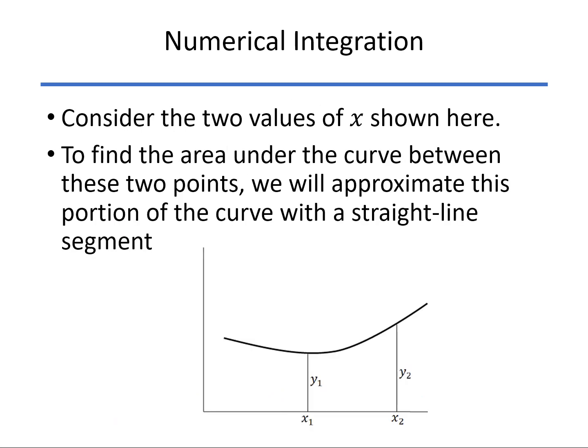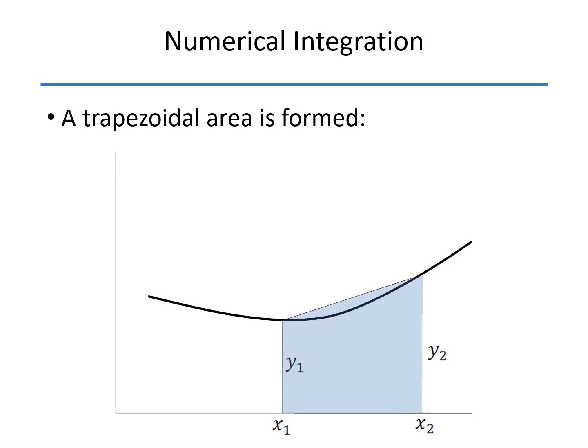All right, so here's how we're going to do this numerically. Look at 2 points on the graph, 2 values of x, x1 and x2, and the corresponding values of the function y at each one of those. What I'm trying to find is the area under that curve. The easiest way to approximate that would be to draw a straight line between those 2 points. And that's what we've done.